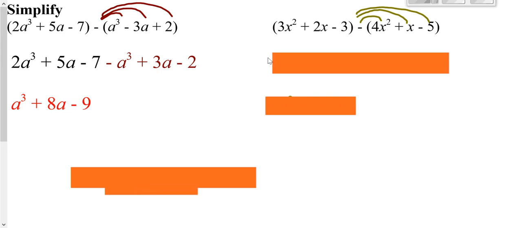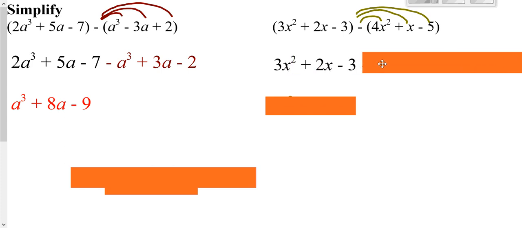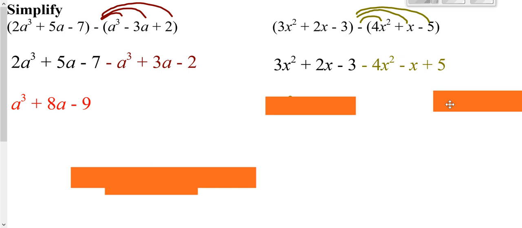Do this next one quickly, and then watch the video. So once again, the first parentheses aren't doing anything. You distribute through, combine your like terms. Your 3x squared minus 4x squared is -1x squared. Your 2x minus an x is only one of the x's, and then a -3 plus 5 is a +2.